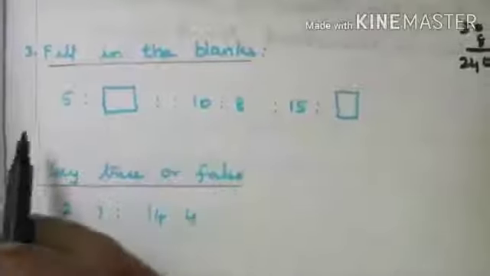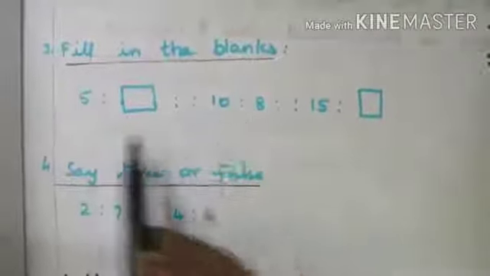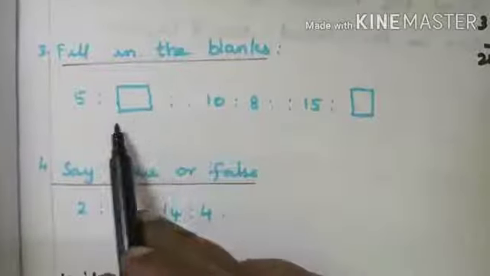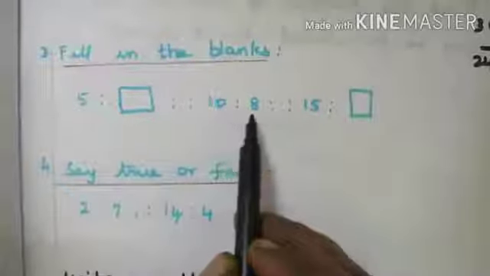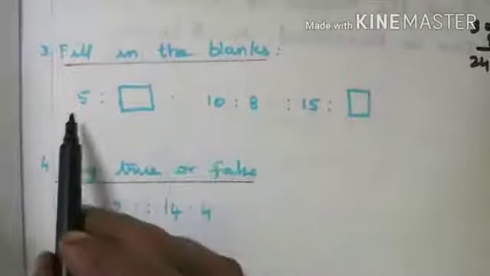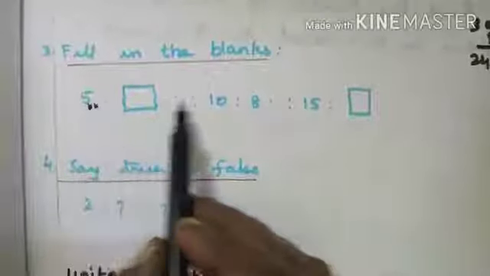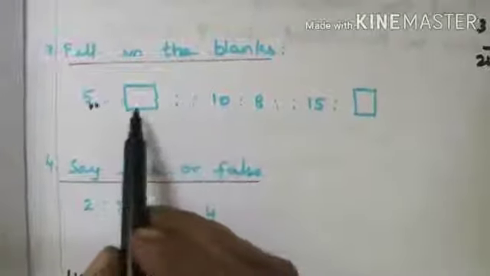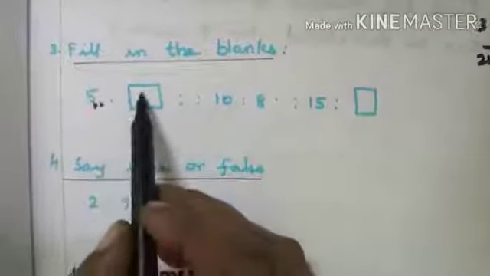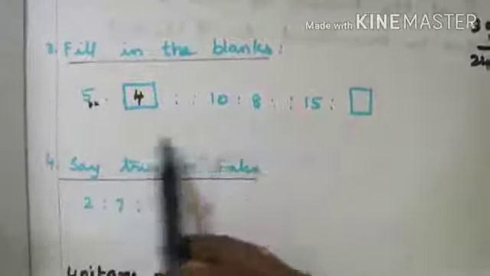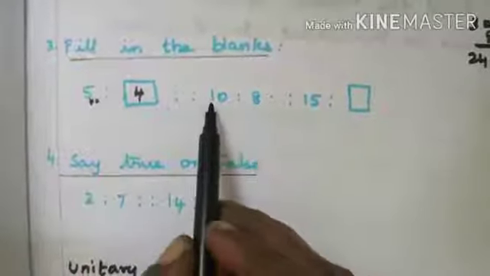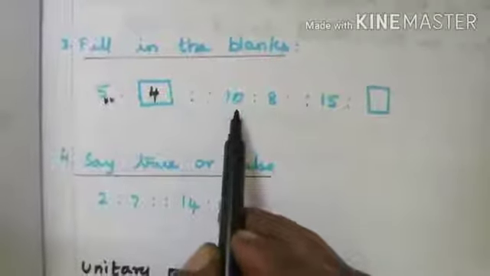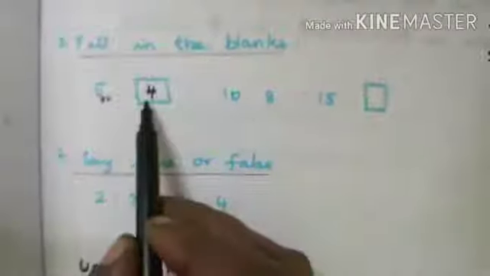Now the next question is, fill in the blanks. Here we have ratios given. Comparing 5 is to box with 10 is to 8, 5 multiplied with 2 gives 10. So 4 2s are 8. Here 5 2s are 10. Otherwise, 10 divided by 2 equals 5, and 8 divided by 2 is 4.